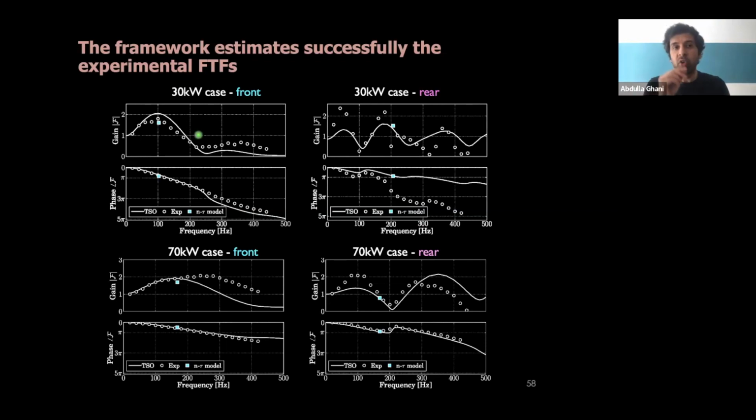So it's just giving you a good idea of what's happening. So the flame transfer function here is quite close to the real experiments. Also for the 70 kilowatts, it's not really bad. The most challenging one was this one here, the rear swirler position at 30 kilowatts.